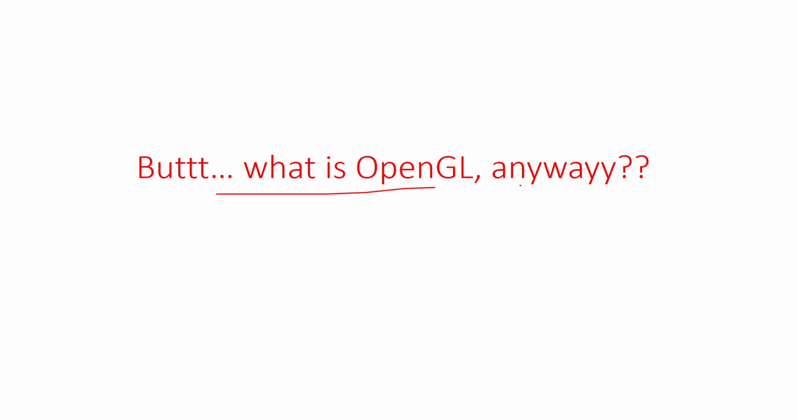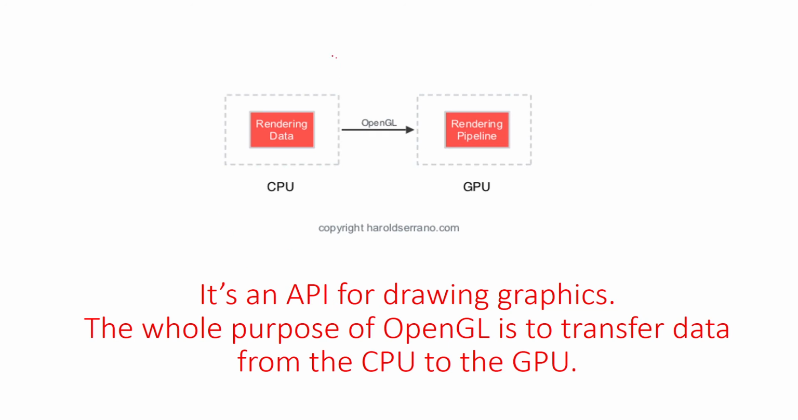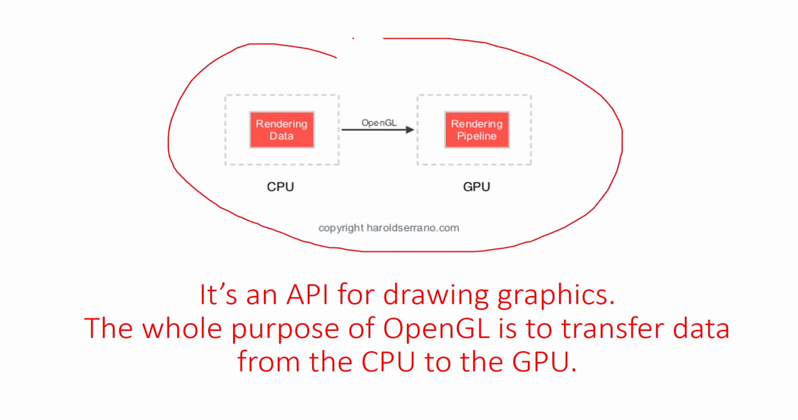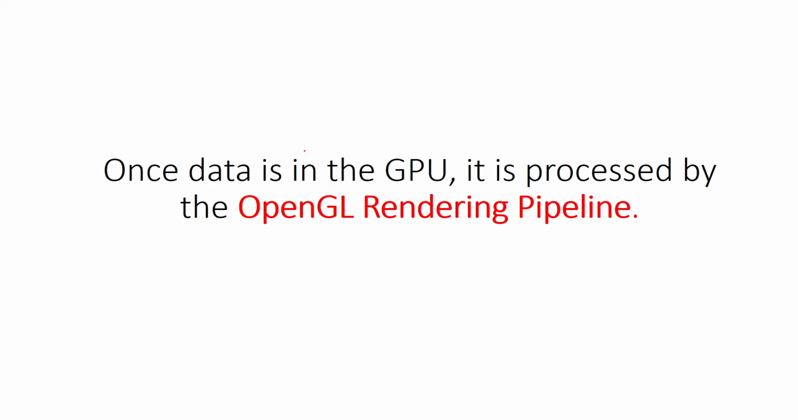But what is OpenGL, anyway? It's an API for drawing graphics. The whole purpose of OpenGL is to transfer data from the CPU to the GPU. Once data is in the GPU, it is processed by the OpenGL rendering pipeline.